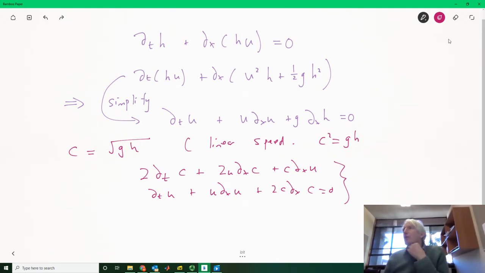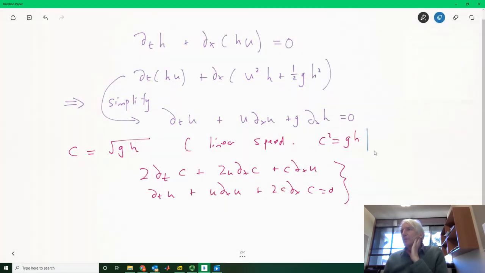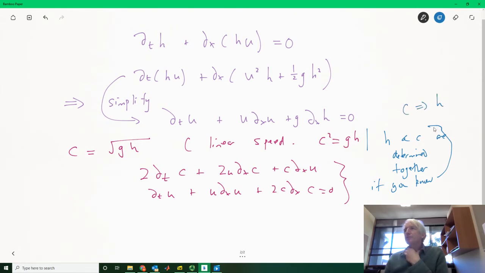Now, the most important thing for you to understand at this point, where we're going to go here, is that h and c are functions of each other. So h and c are determined together. While it seems like you're finding a speed, if you know c, then you know h. All right.